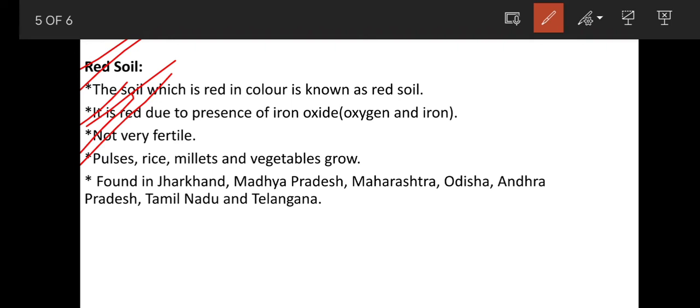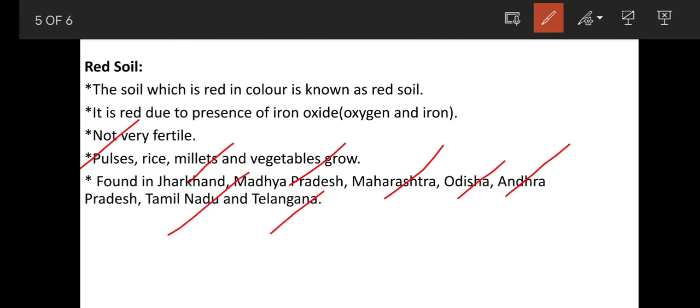Some of the crops which can be grown in red soil are pulses, rice, millets, and vegetables. Although these types of soils are not good for growing crops, some of the crops are grown here, that is pulses, rice, millets, and vegetables. These are some of the crops which grow in red soil. And in which part of India will we find red soil? Red soils are found in the states Jharkhand, Madhya Pradesh, Maharashtra, Odisha, Andhra Pradesh, Tamil Nadu, and Telangana. These are the states where red soils are found.